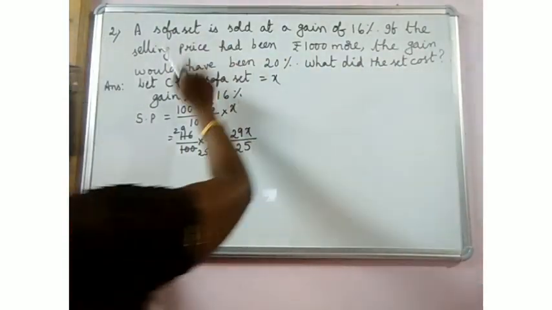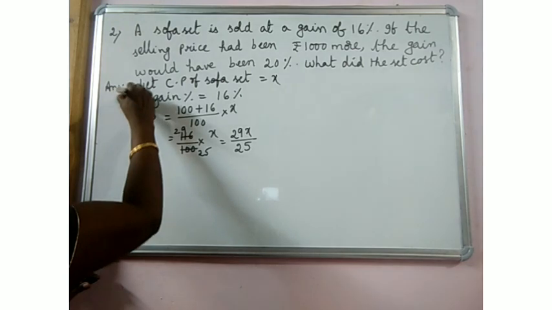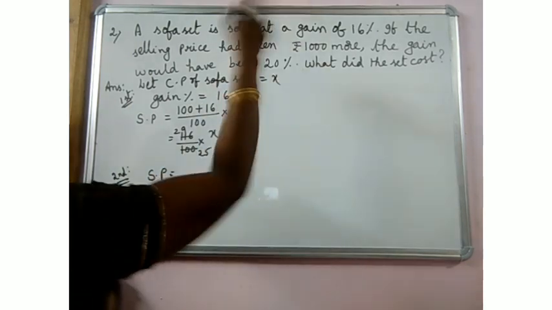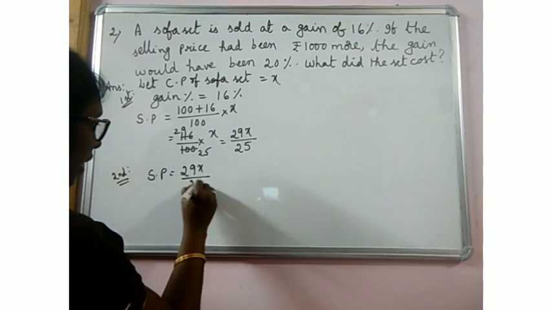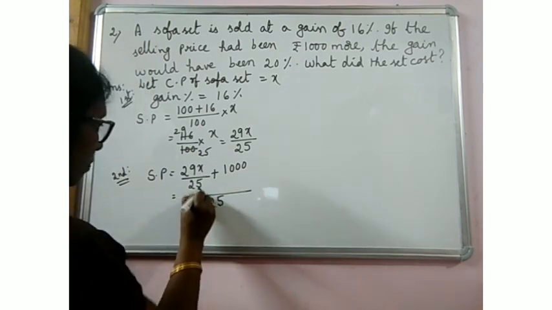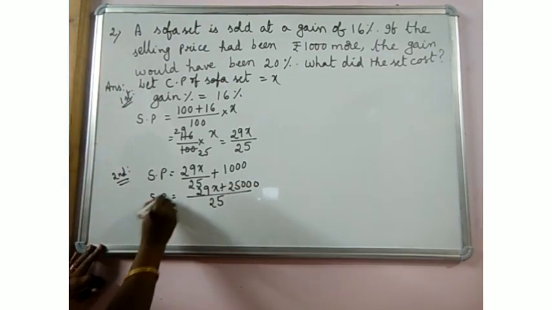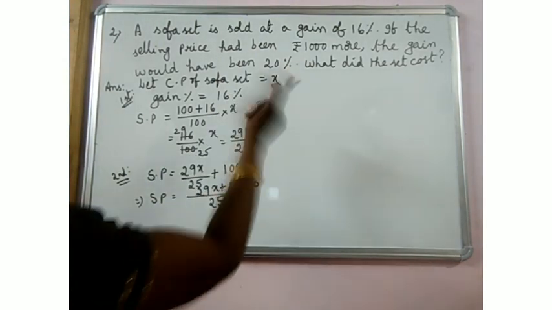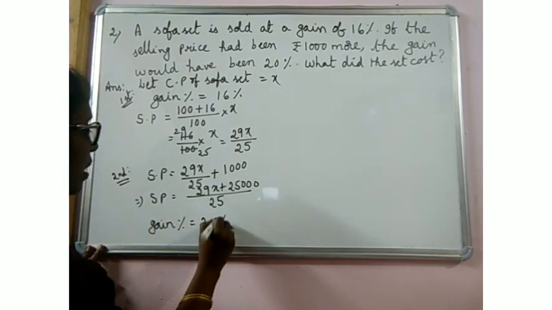Now, this is the first situation, and in the second situation, if the selling price had been 1000 rupees more, that is, 29x by 25 plus 1000, let me simplify it: (29x plus 25,000) by 25 rupees. Okay? That is the new selling price, if the selling price is 1000 rupees more. Gain would have been 20%. Then gain percent will be 20%.